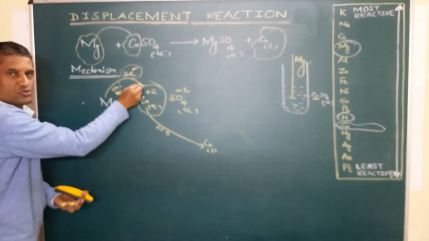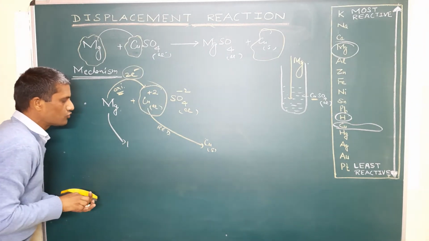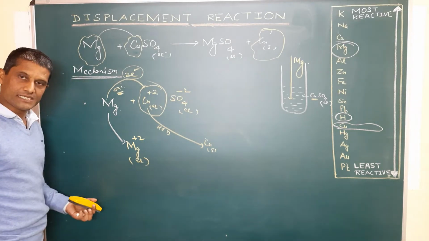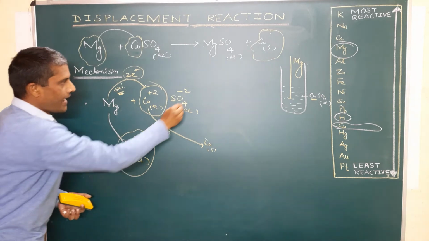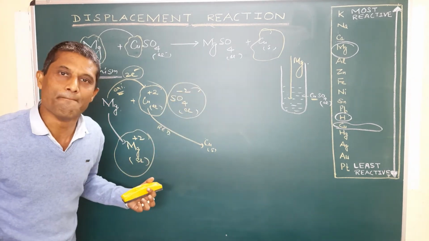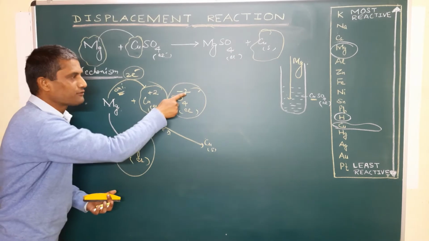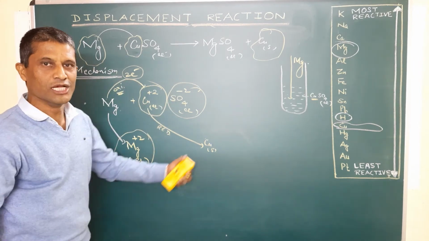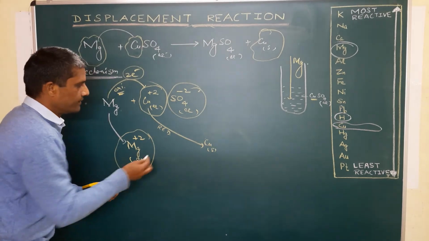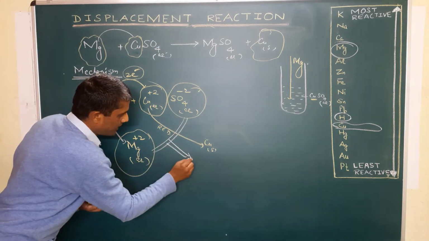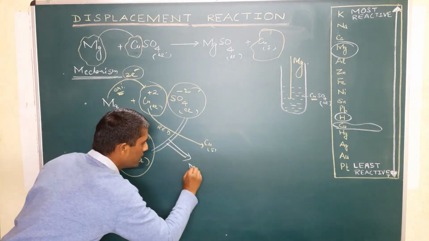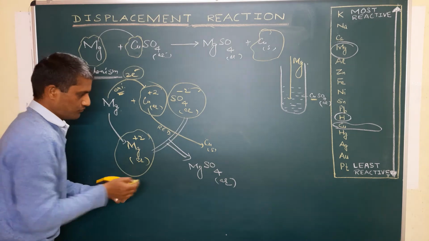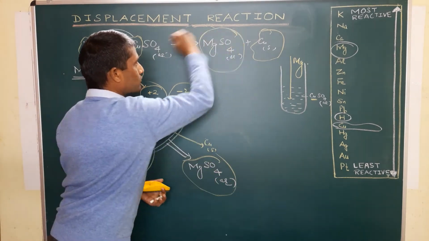Magnesium, when it has lost 2 electrons, gets converted into magnesium ion, Mg2+, and goes into the aqueous state. Now that magnesium ion and sulfate ion are the best friends here, because both are meant for one another. It is deficient in 2 electrons and it is in excess of 2 electrons, and they are going to join hands together. And what is going to be the result here? There you are, Mg2+ and SO4 2-, and you will get MgSO4 in aqueous state here.